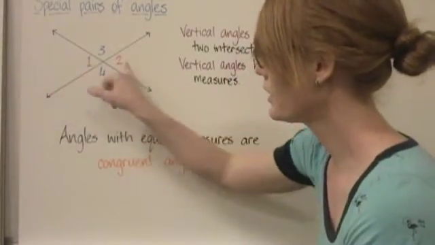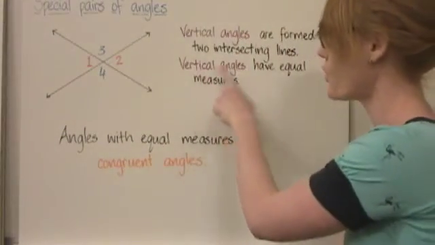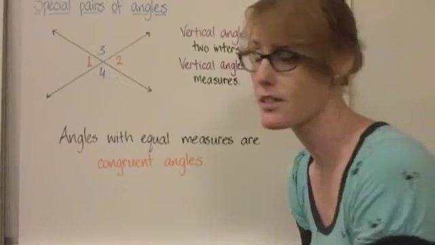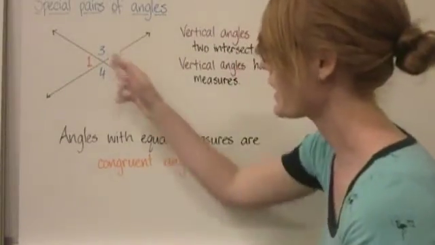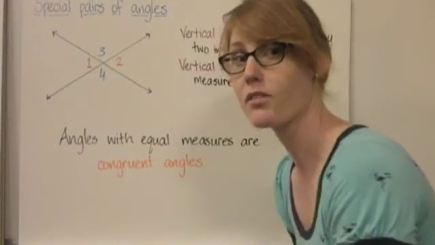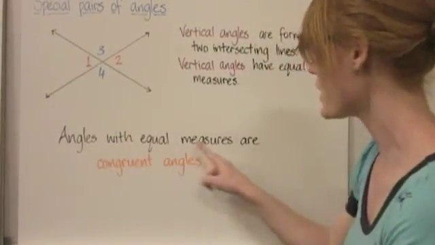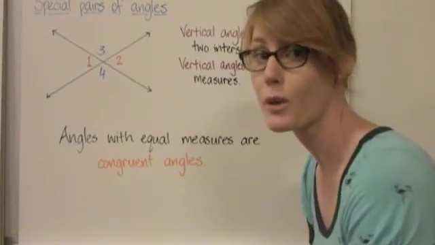So angle 1 is equal to angle 2 because we know that vertical angles have equal measures. And similar with 3 and 4, angle 3 is equal to angle 4. They have equal measures. Angles with equal measures are congruent angles.